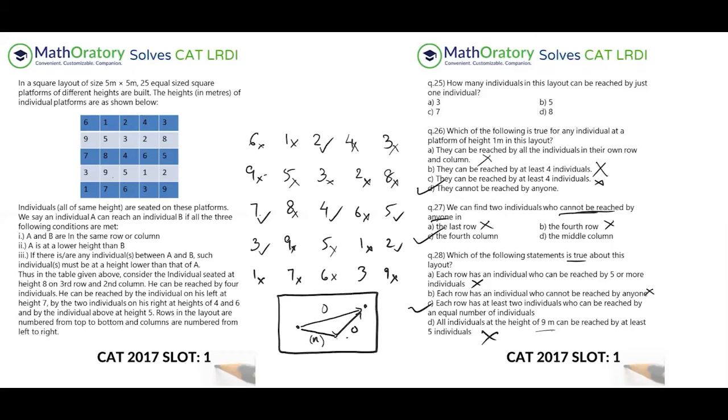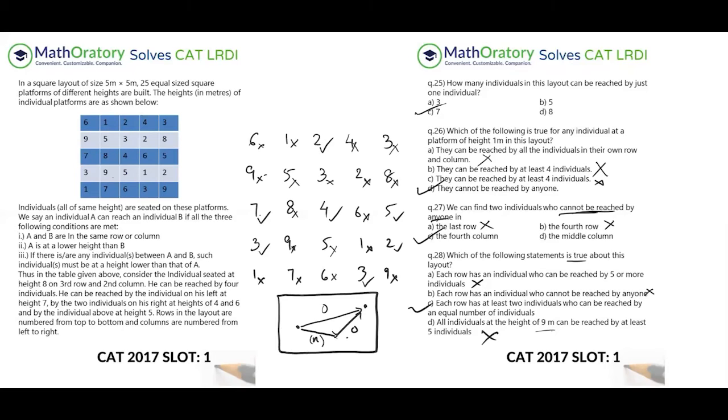And we're left with this 3. Now this 3 can be reached only from this 1. So this 3 also qualifies. So let's count the ticks. So we have 1, 2, 3, 4, 5, 6, 7. So we have a total of 7 individuals. So that is the set.